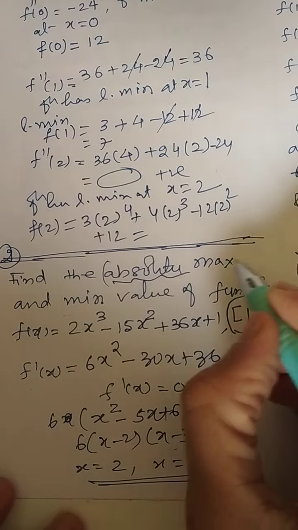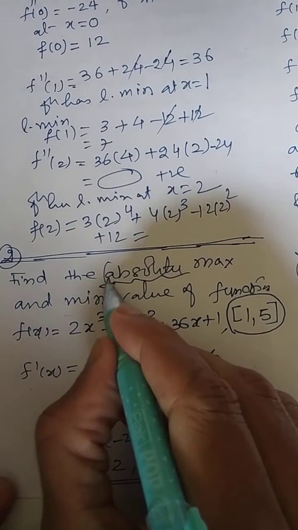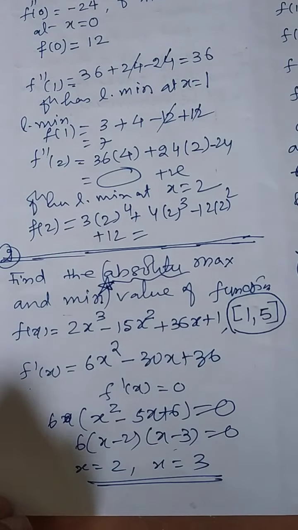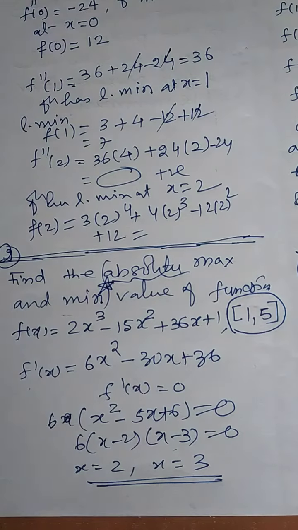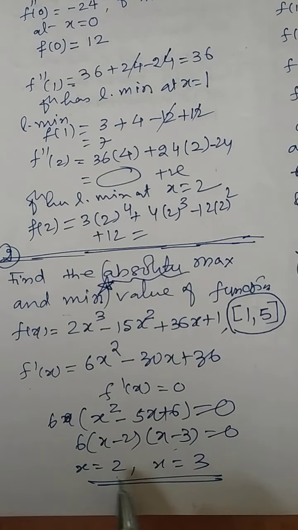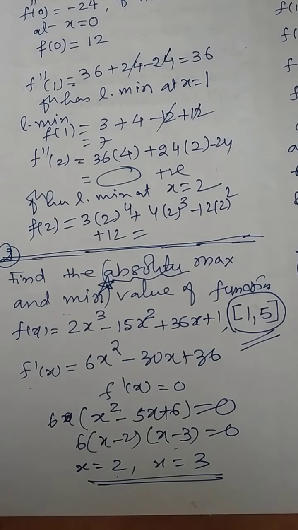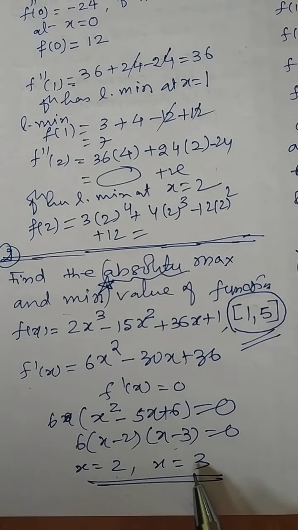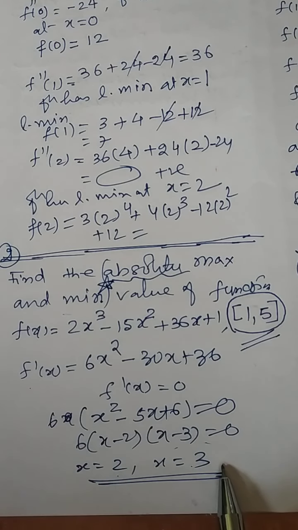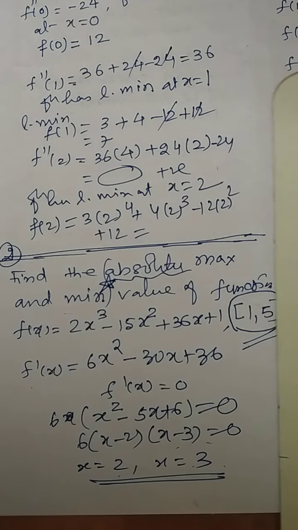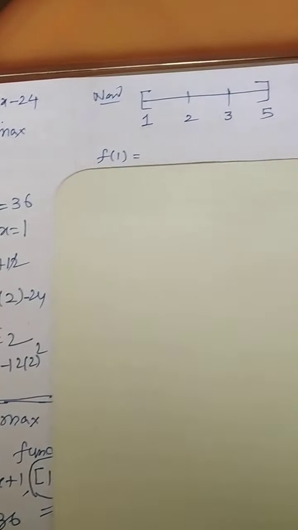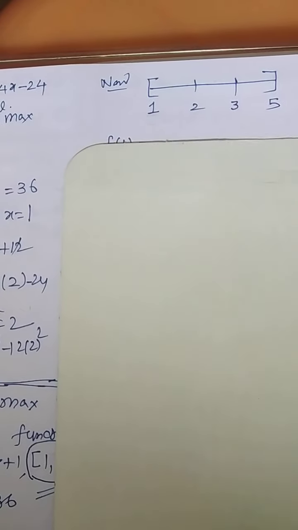Whenever the question is of absolute maxima and absolute minima, there is no need of going for the second derivative. Then what to do? You have got the critical points 2 and 3. And in which interval is it asked about? 1 and 5. So I should put 1 and 5 and 2 and 3 on a number line. Sometimes if I get minus 3, I should drop it. But now both of these critical points are lying in the given interval. Look here, 1 and 5, and 2 and 3 are in between.